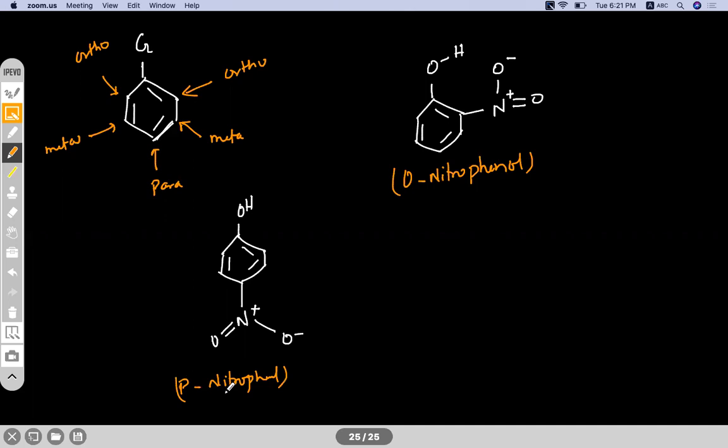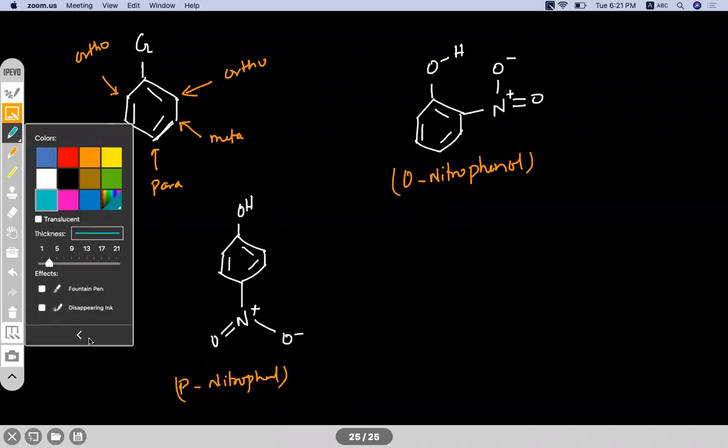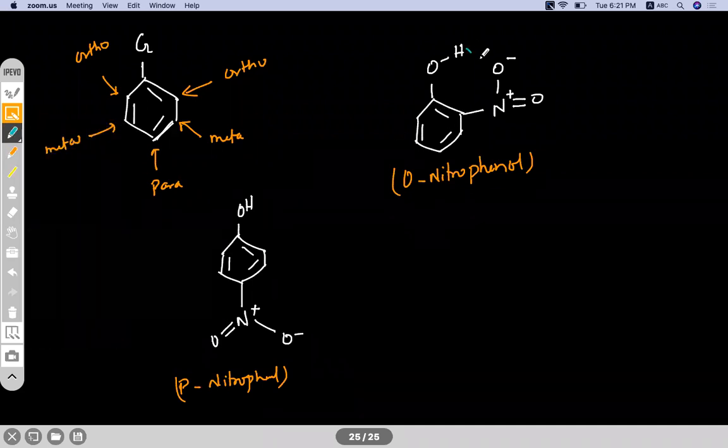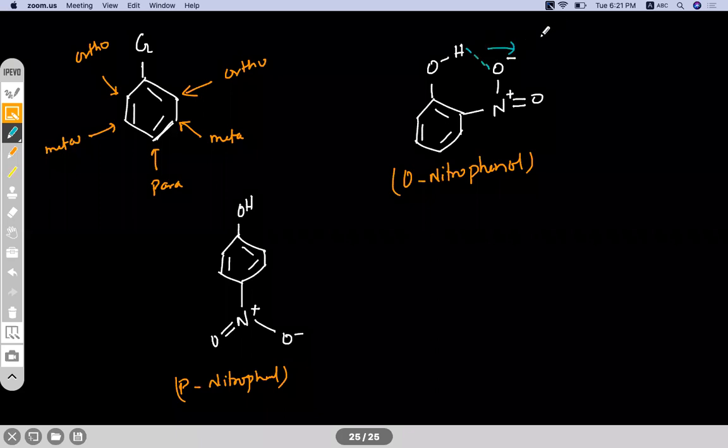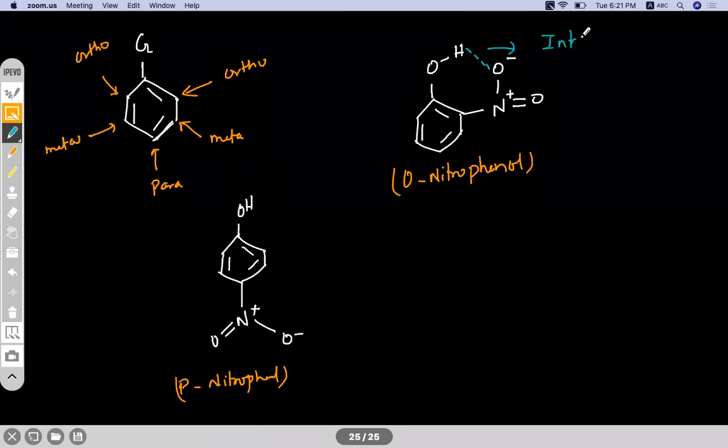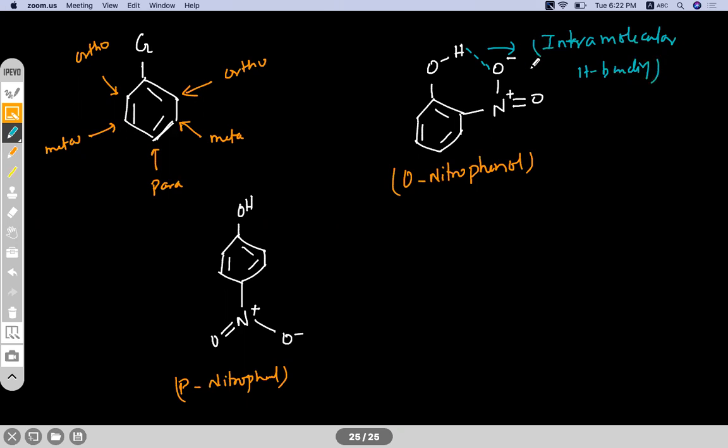P stands for para here. So in orthonitrophenol, what happens? We have intramolecular hydrogen bonding possible. This is intramolecular H bonding. But in paranitrophenol, we don't have intramolecular hydrogen bonding, but here we have intermolecular hydrogen bonding possible.